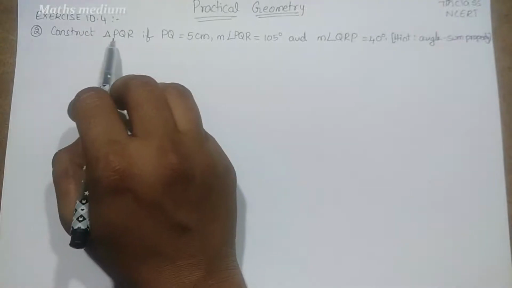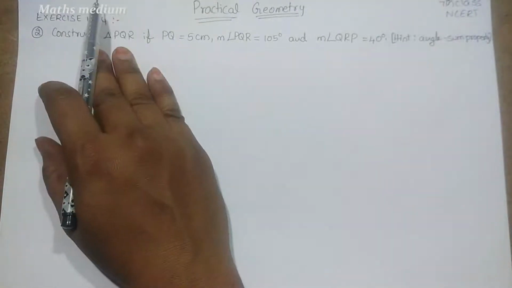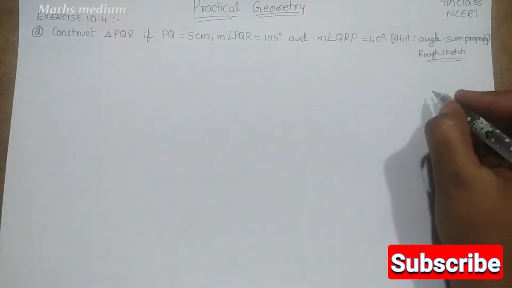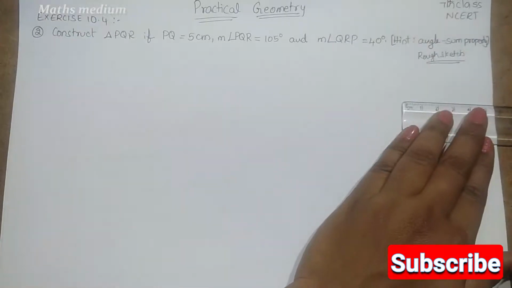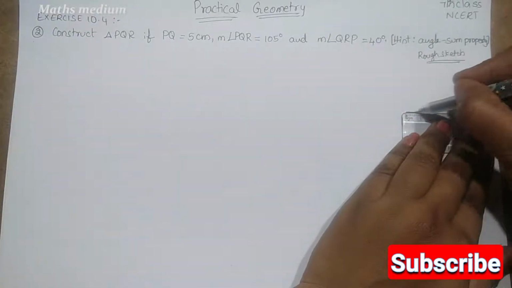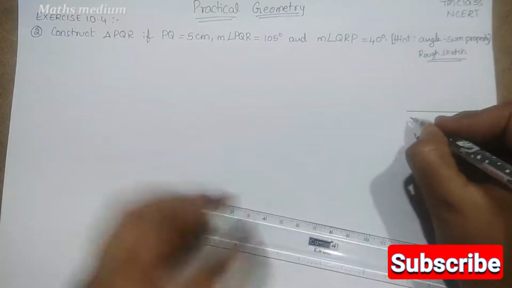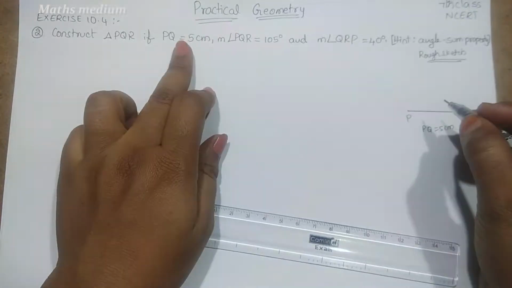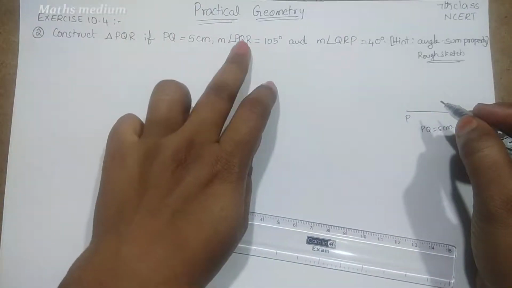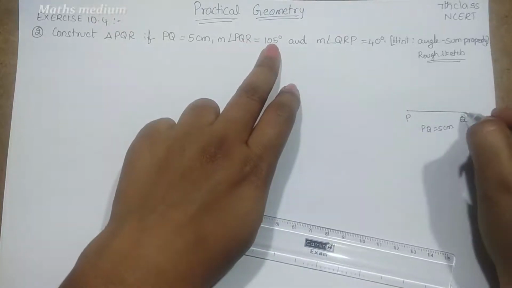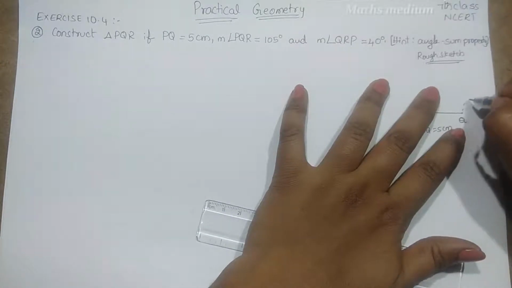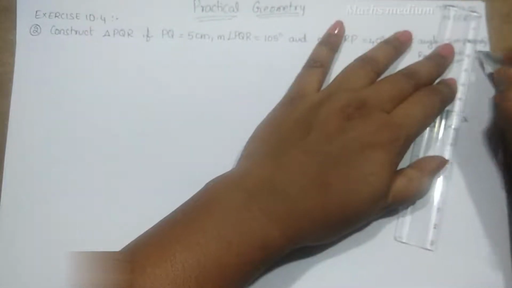So see, construction of triangle. Before going into that, we have to construct a rough sketch of the given triangle. So take a rough sketch. Now triangle PQR, we have to take any base. Here only one side is given, so that's why I am taking one base, that is PQ. PQ is equal to 5 centimeters. Now measure of angle PQR, it means angle Q is equal to 105 degrees. Put a protractor here and mark 105 degrees like this. Now extend that.